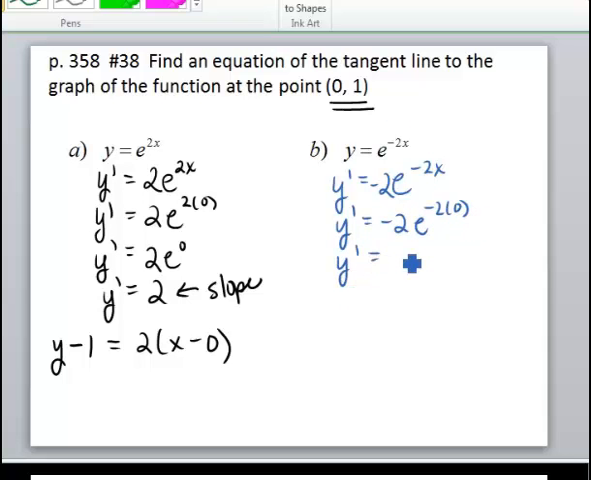When I plug in 0, I end up with negative 2e to the 0, and negative 2 times 1 is negative 2. Then I'll write the equation of the line, y minus 1, using this point, equals the slope of the line, and then x minus 0.